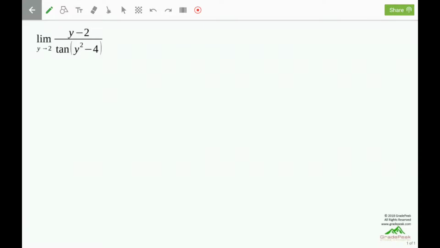Limit as y goes to 2 of (y minus 2) divided by the tangent of (y squared minus 4). The first thing we're going to do is try plugging a 2 in for the y's. That will give us 2 minus 2 divided by the tangent of 2 squared minus 4. So we have 2 minus 2 over the tangent of 4 minus 4. 2 minus 2 is 0. 4 minus 4 is 0. So 0 over the tangent of 0.